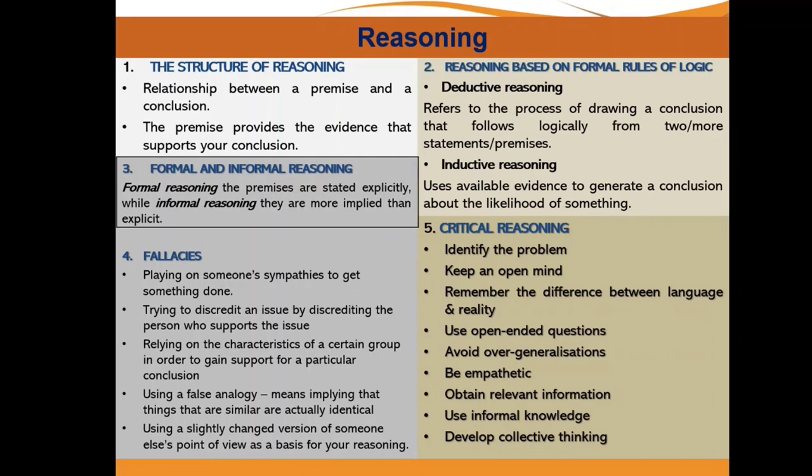Then moving on to fallacy. Fallacy, they say, is playing on someone's sympathy to get something done. That is fallacy. What do they mean by playing on someone's sympathy to get things done? They've given us an example. They say, for example, a student who fails an exam asks the lecturer to give him a pass mark because he has difficult personal circumstances.